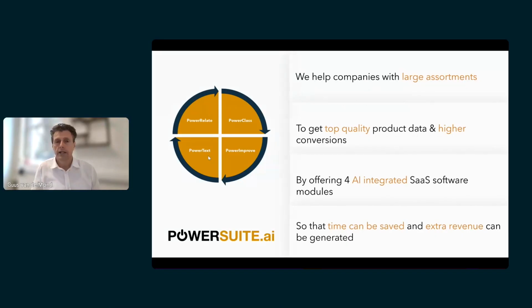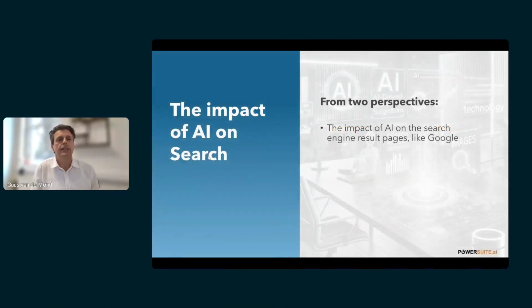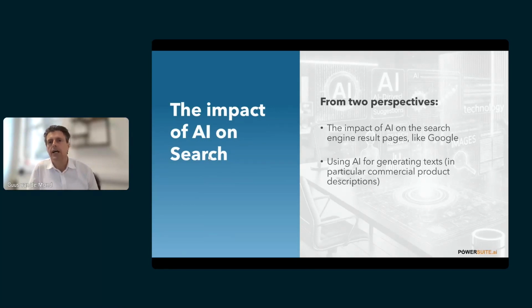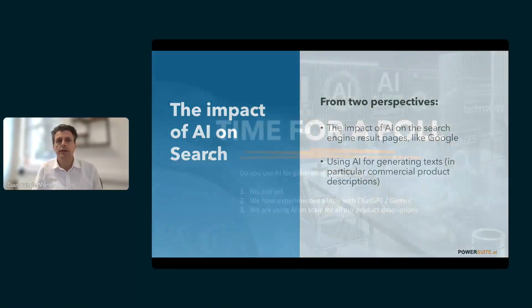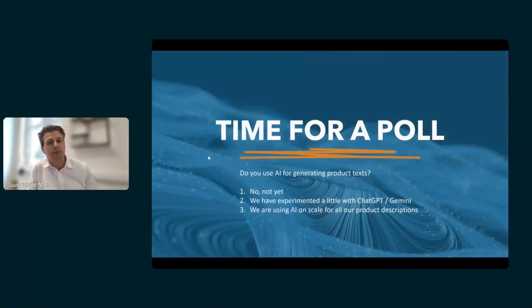All right, let's take a look at the impact of AI. As I mentioned earlier, there are actually two aspects to consider. I'd like to briefly touch on both of them. The first concerns the impact of AI on search functioning and the world of search engines like Google, which is, of course, the most widely used. Following that, we'll discuss how we can leverage AI to generate texts. Now, looking at the first point, let's do a quick poll, because I'd like to know if you're already using AI.